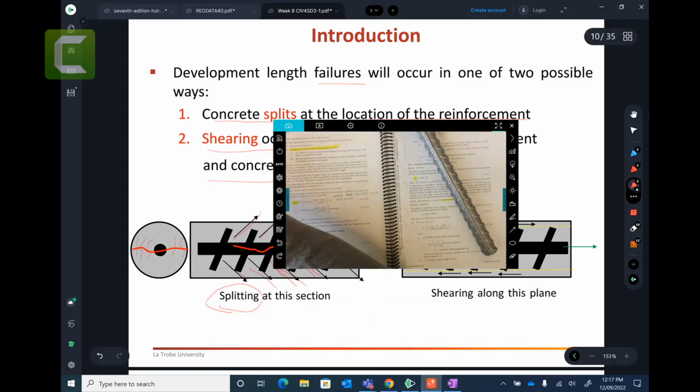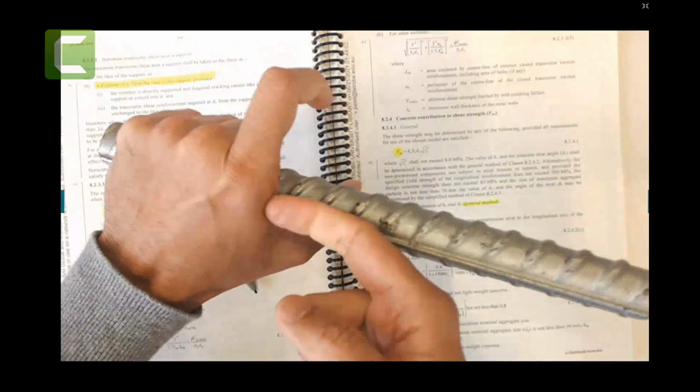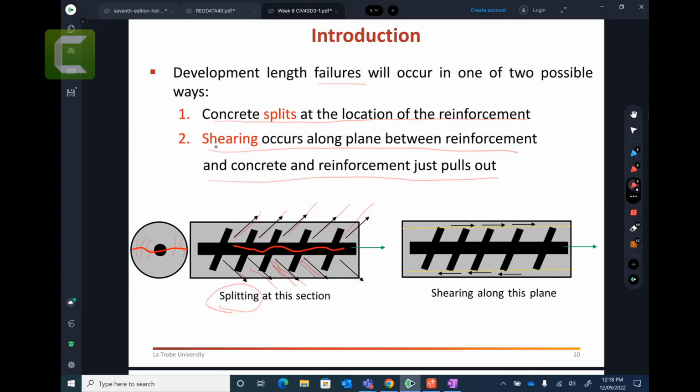I can explain here in a physical sense that if I have too much force applied, then this concrete which is here tries to split, tries to open up. Shearing occurs along the plane of this one, so you have a shear force because you are trying to pull this one to this side. These guys try to hold it in that position, so you will have shearing in the region where you have contact between the reinforcement and concrete. So there are two kinds of things that may happen: you have splitting and you have shearing.